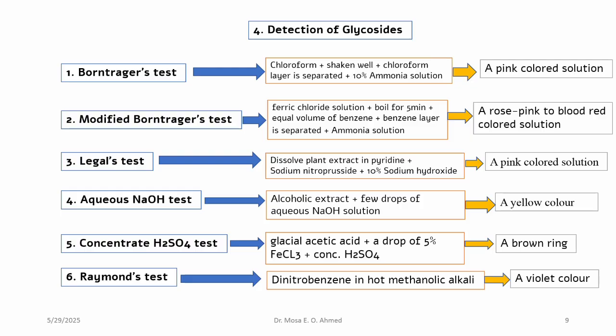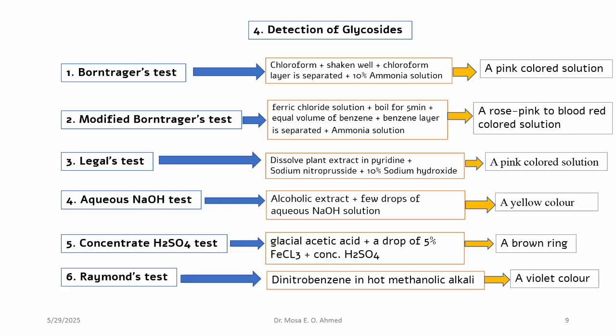Modified Borntrager test consists of ferric chloride solution beside ammonia solution, which involves extraction with benzene and boiling for 5 minutes. Modified Borntrager test gives a rose pink to blood red colored solution for presence of anthraquinone glycosides, or in this case mainly C glycosides.